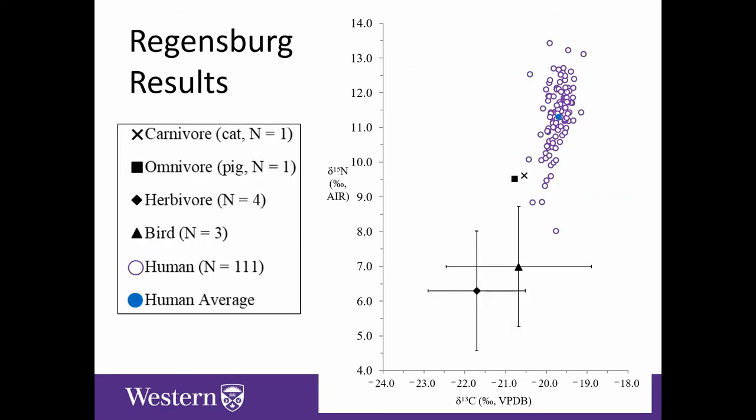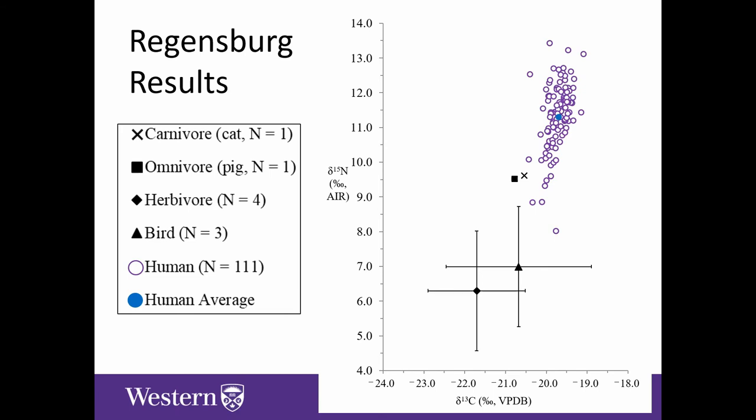So what are my actual results like? This is the Regensburg data. So you can see there's 111 circles up there. The human average is the blue dot in the middle. The faunal samples are also mapped on this graph. And what we know right away from looking at this is if those human circles were overlaid on top of my faunal data, we would know everyone in Regensburg was a vegetarian.